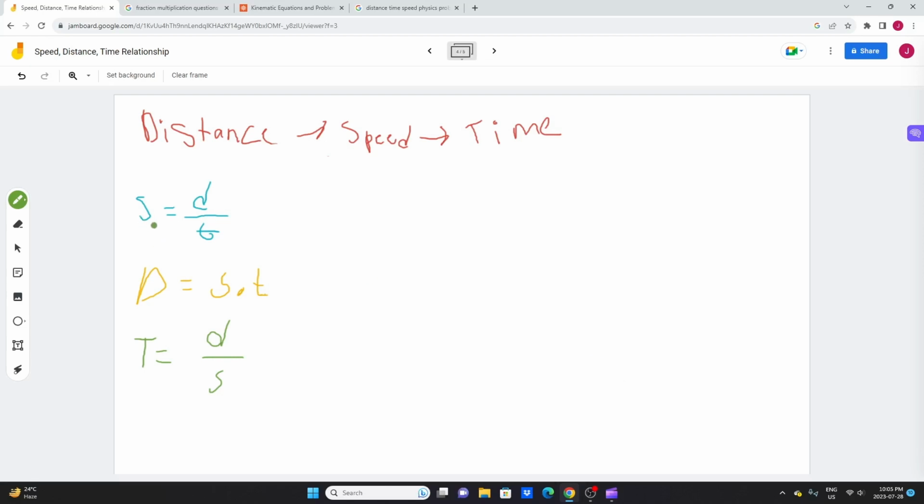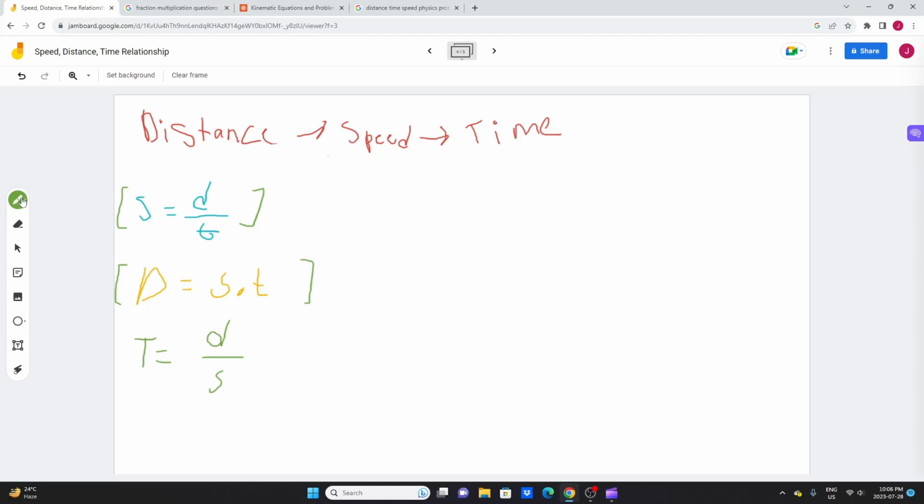Let's start with the first one, which is speed is equivalent to distance over time. This is the first formula. Our second one, these are all derivations, derived from this one singular formula. So all these other ones are derived from this one. Our second one is distance is equal to speed times time. This is for distance, by the way.